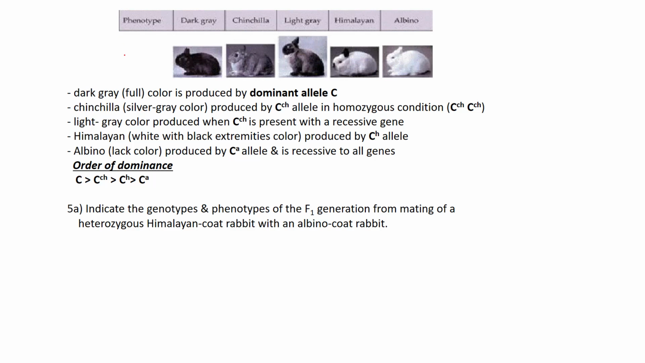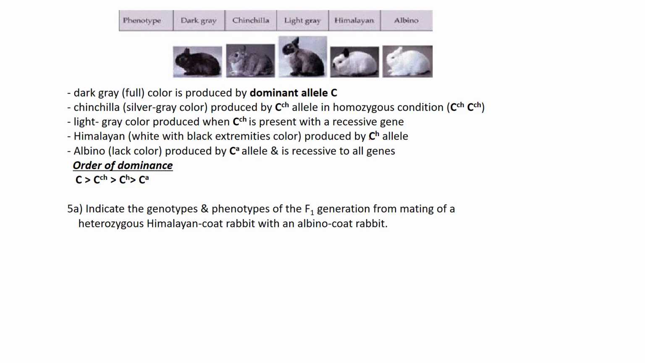Okay, our question on bunnies. Let's take a look. Dark gray, full colored, is produced with a dominant allele, capital C. Chinchilla is produced with C^ch in a homozygous condition. They actually give you part of the legend right there. Light gray is produced with C^ch with the presence of a recessive gene, so something more recessive to that.